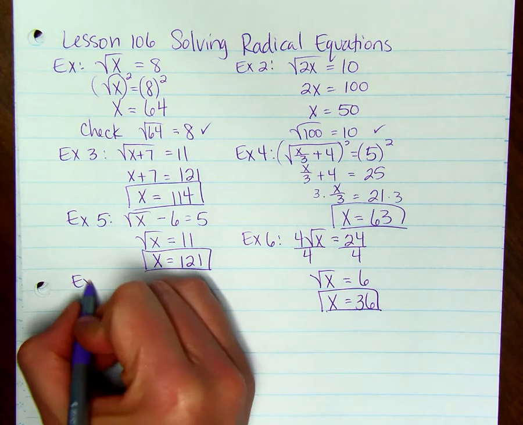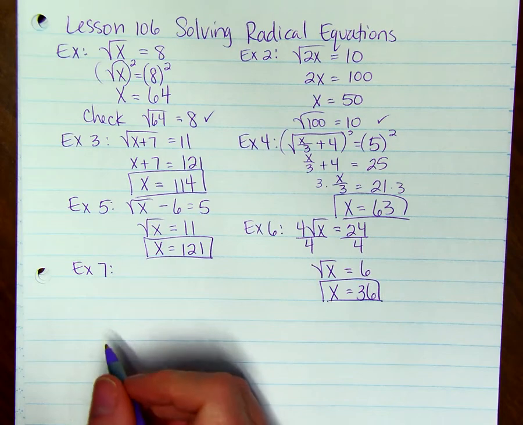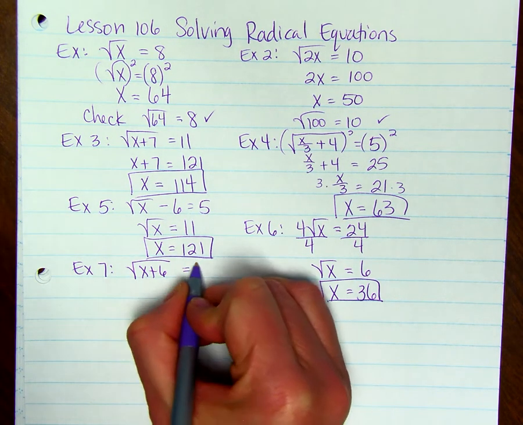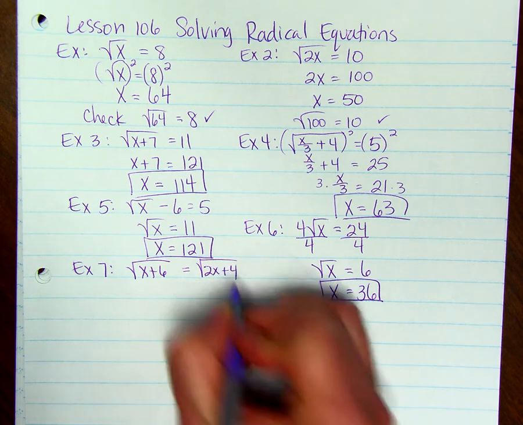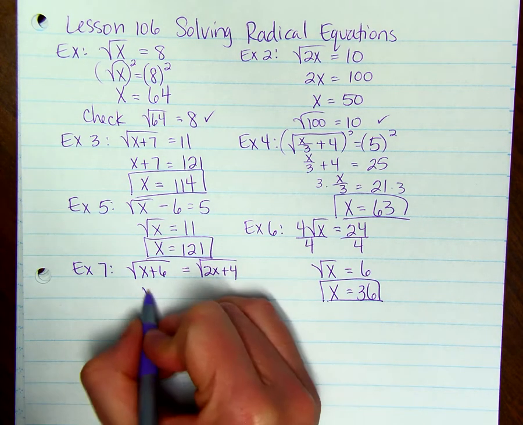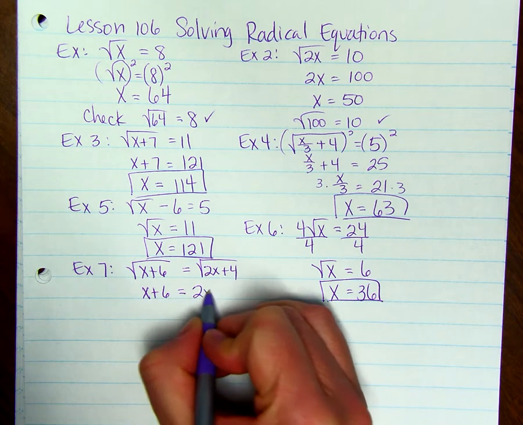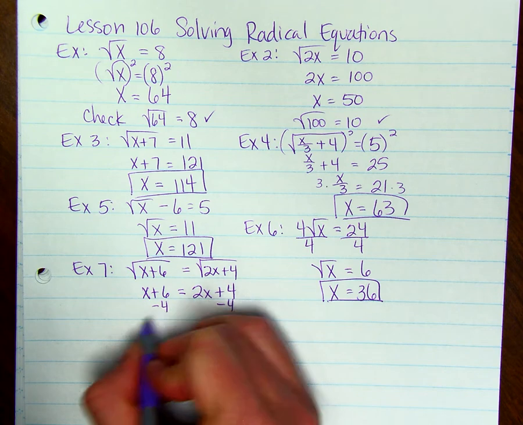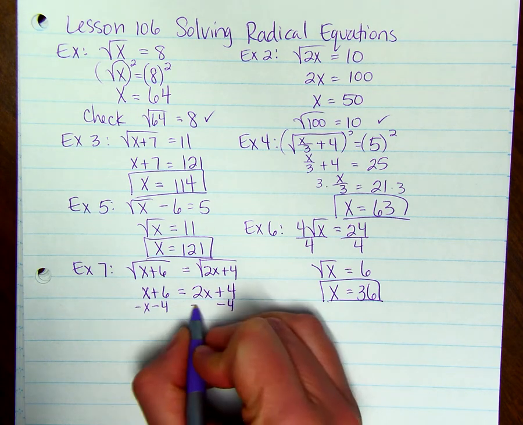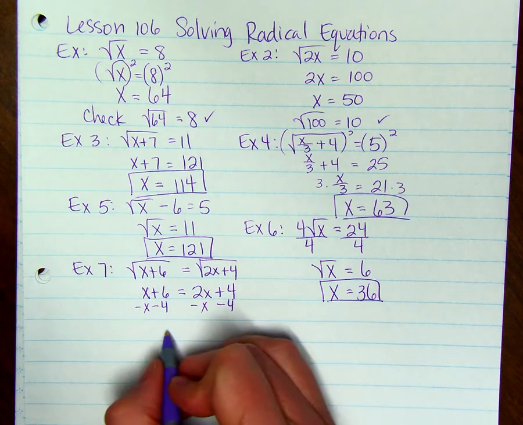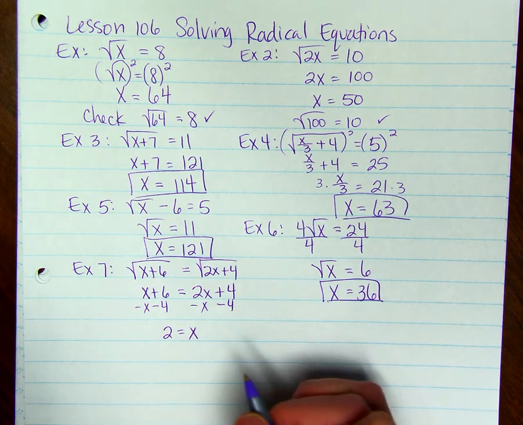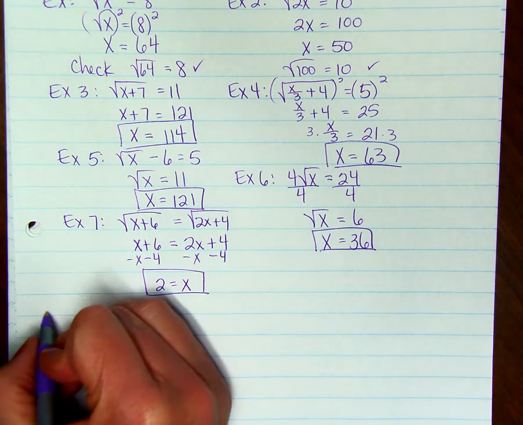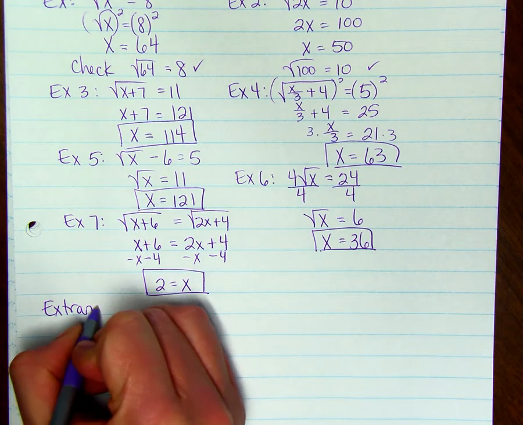One more example before we talk about extraneous solutions. The square root of x plus 6 equals the square root of 2x plus 4. So when we square both sides, we just get x plus 6 equals 2x plus 4. I'm going to subtract 4 from both sides, and I'm going to subtract x from both sides. So I get 2 equals x. And that's the solution.